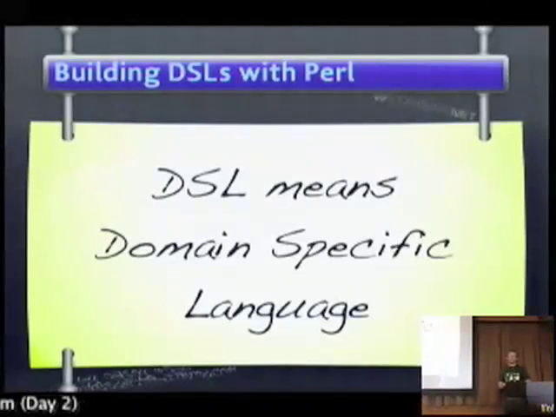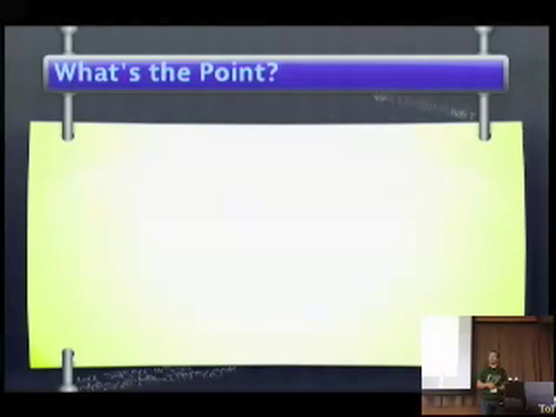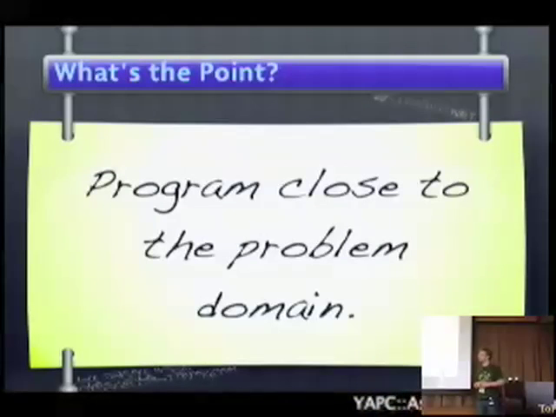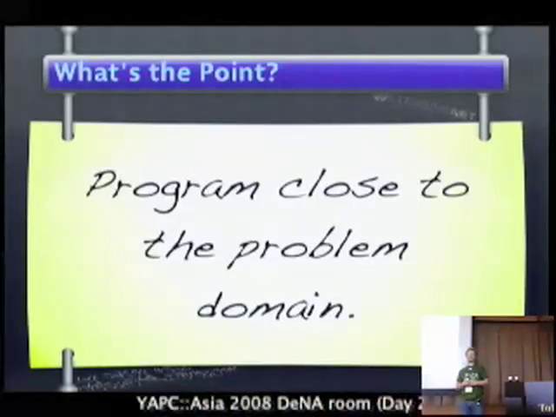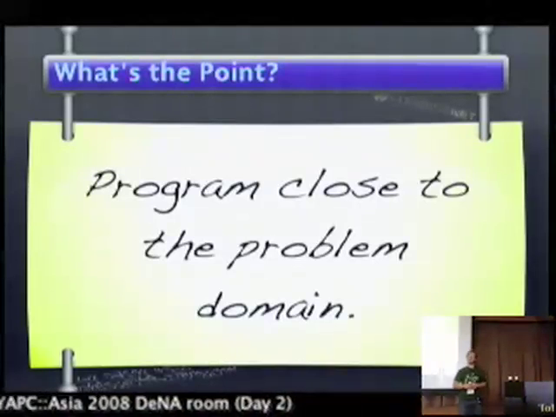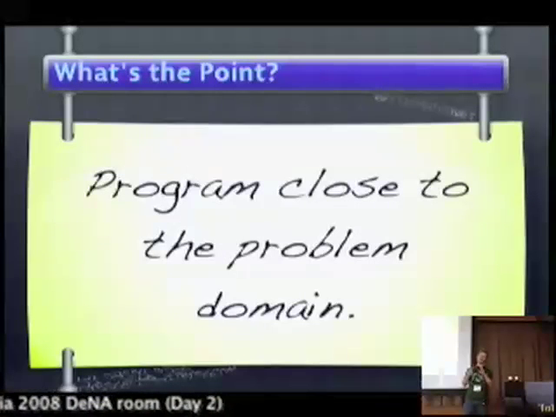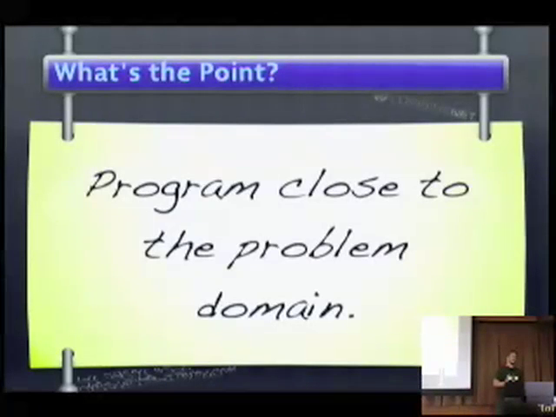So in any case, DSL means domain-specific language, and the point of writing one of these things is to program close to the problem domain. This is basically a definition of doing domain-specific languages from the Pragmatic Programmers. And they wrote a good book, and one of the things that they recommend is that you write the smallest subset of a language that you need in order to solve a particular problem. You get really close to the problem in order to solve it. So we can manipulate Perl to do that.